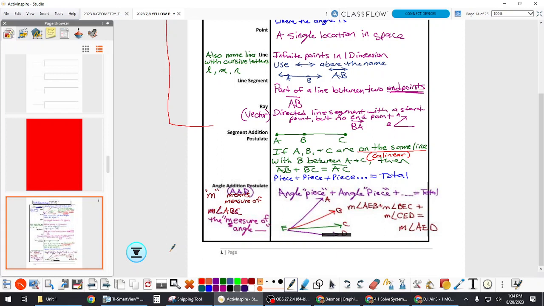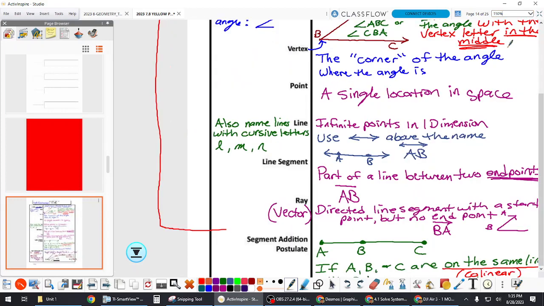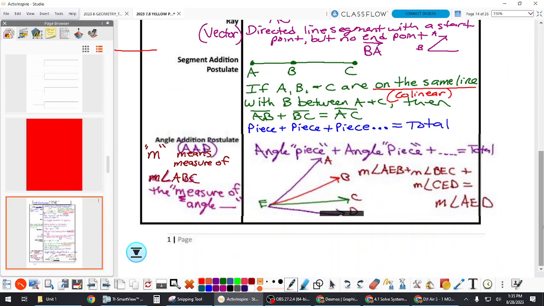Do you want a minute to write this? Should we do that now, or after the warm-up? Do it now? Okay. Let me zoom in a little bit more. I'll talk you through it. Angle addition postulate, AAP, if you want to abbreviate. For segment addition postulate, you can call it the SAP. We'll do a lot of abbreviating, so it helps to save writing.